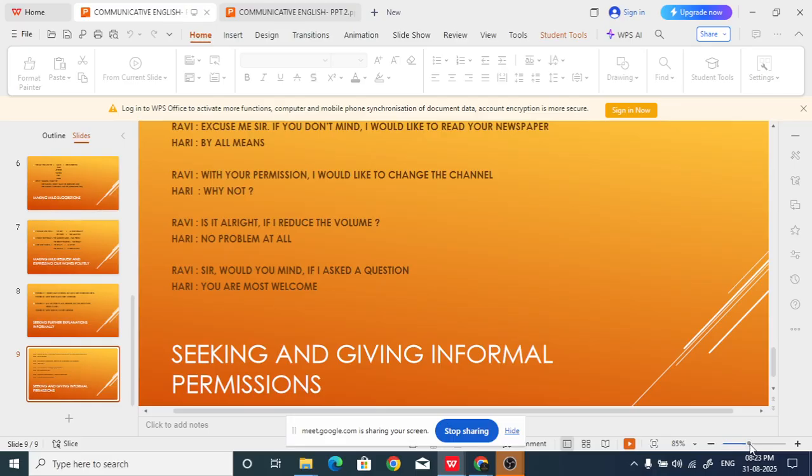Hari replies, by all means. What does it mean? It means you can read my newspaper. Instead of saying yes, you can read my newspaper, he says by all means. It means he is allowing Ravi to read his newspaper. Ravi says, with your permission, I would like to change the TV channel. Then Hari says, why not? It means you can change the channel.